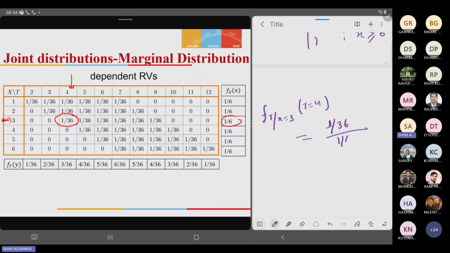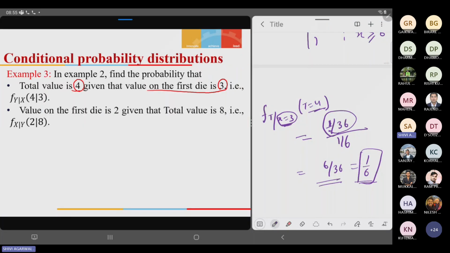This is the joint density function, this one, 1 by 36, at the same point, x is equal to 3 and t is equal to 4. Now we are using the marginal density function for x is equal to 3 because that is coming in the denominator. So that is 6 by 36. So it is 1 by 6. Got it?